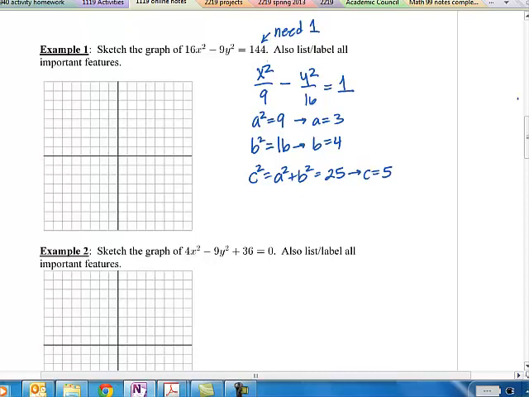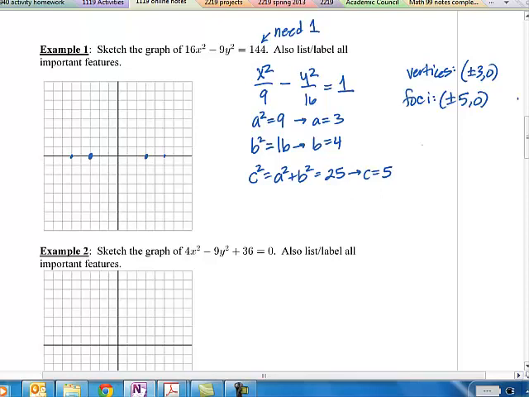Because x squared is positive here, we know that the graph is going to open horizontally. Using a, we'll go 3 to the right and 3 to the left. Those are our vertices, and the foci are going to be on that same horizontal axis at 5 and negative 5. Can write that much down. So vertices are positive or negative 3, 0. Foci are positive or negative 5, 0.